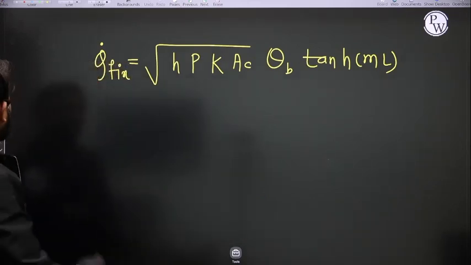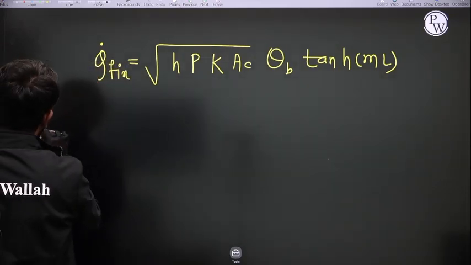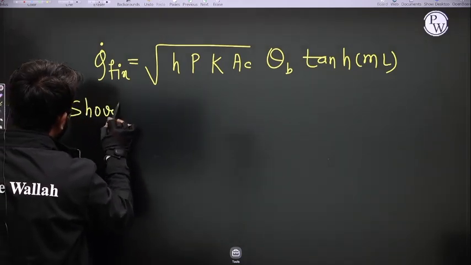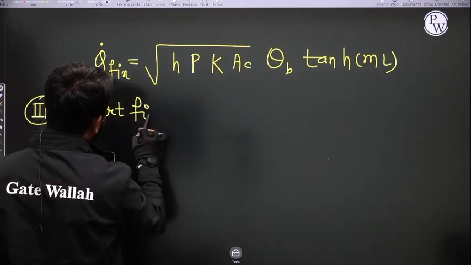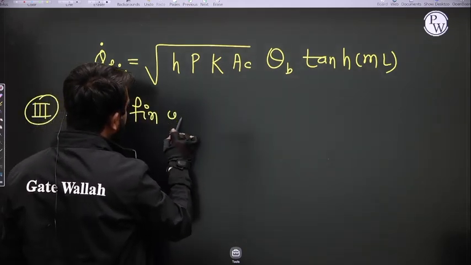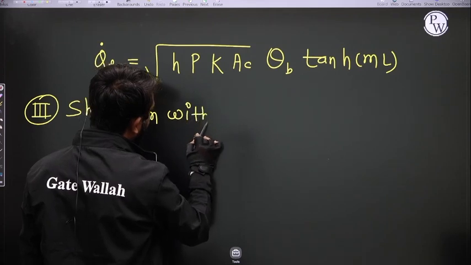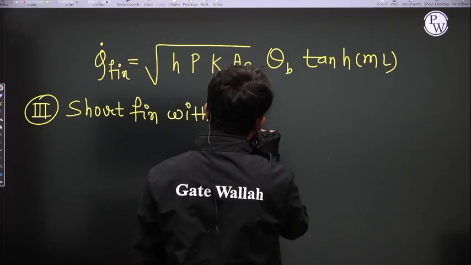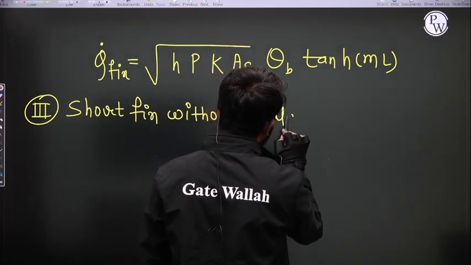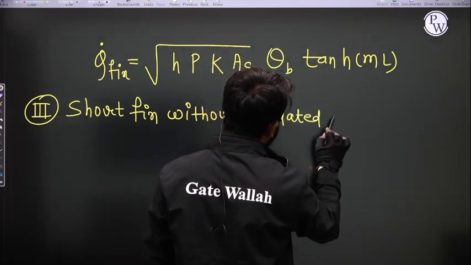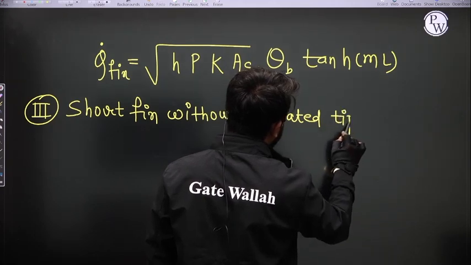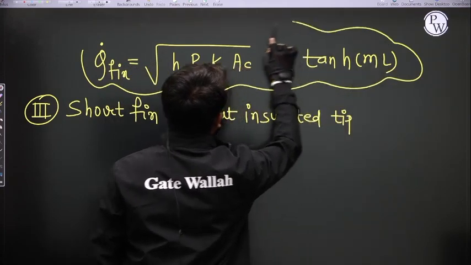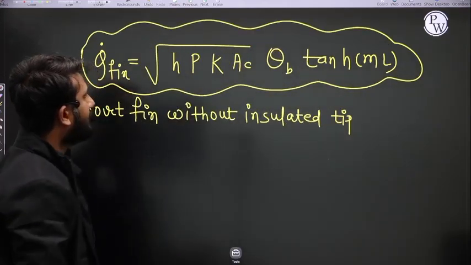Now, come to the third type of fin. That is a short fin without insulated tip.